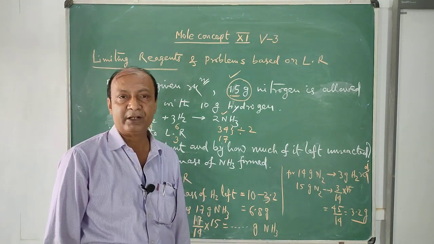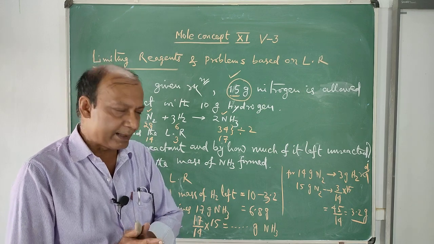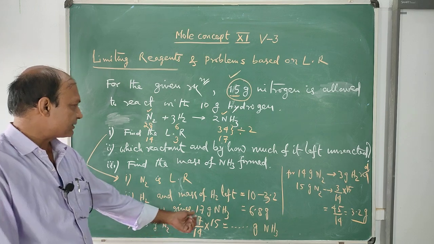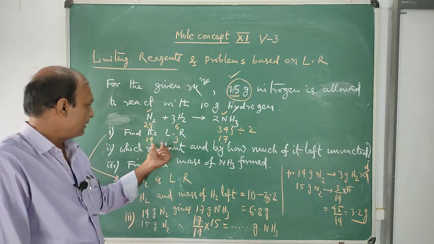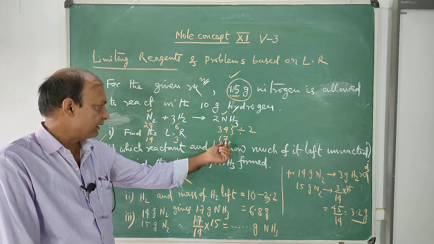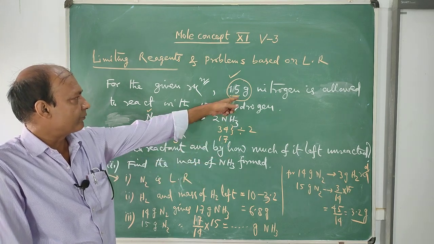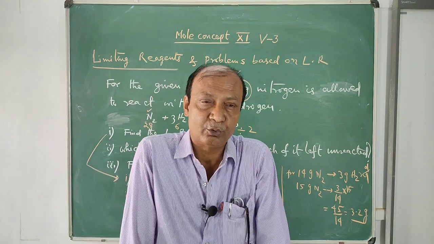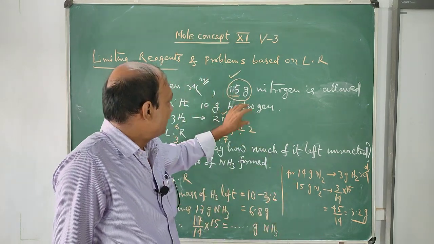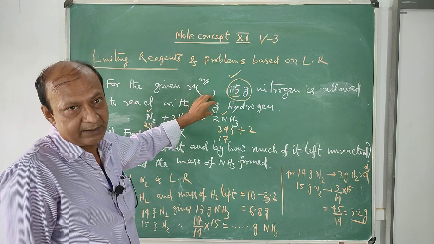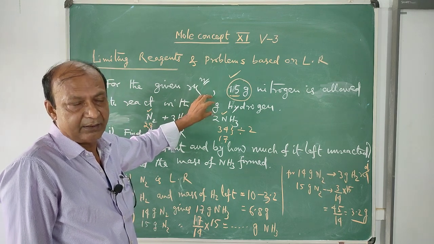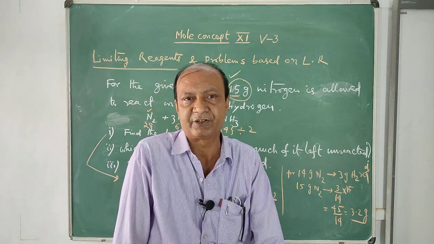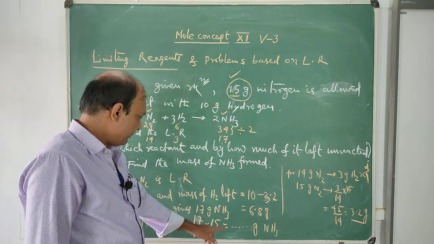I am not going for calculations because this will waste your time. You can calculate it, you can understand it. So 14 gram nitrogen gives 17 gram ammonia from the reaction ratio. Then how much ammonia would be formed from 15 gram nitrogen, because you have to find the mass of ammonia with reference to the limiting reactant. And if you find the mass of ammonia with reference to 10 gram hydrogen, that would be incorrect, because 10 gram hydrogen has not reacted fully in the reaction. Clear?